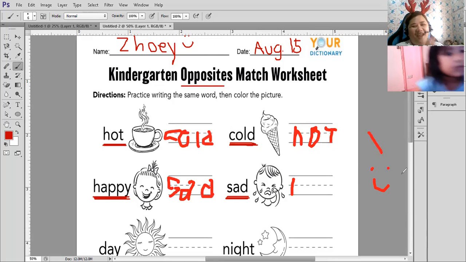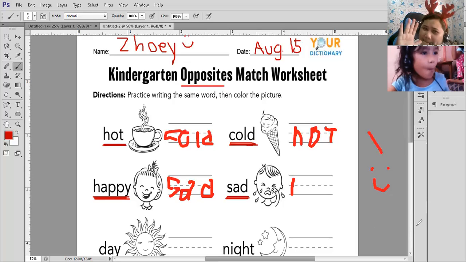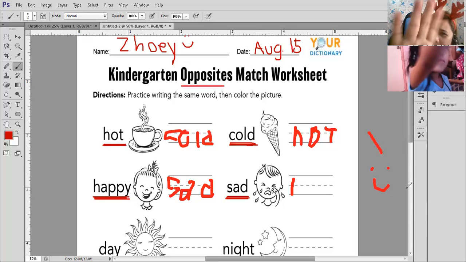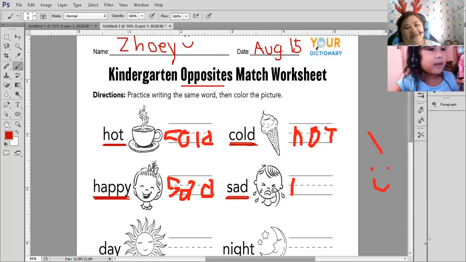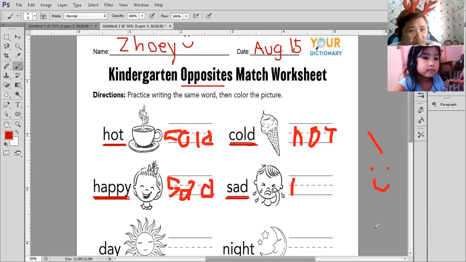Wow. Give me five. Come on. I'm gonna make a sad face in the green. What is the opposite of the word sad? Okay. What is the opposite? Happy. Very good. I already drew it. I'm gonna draw it now.